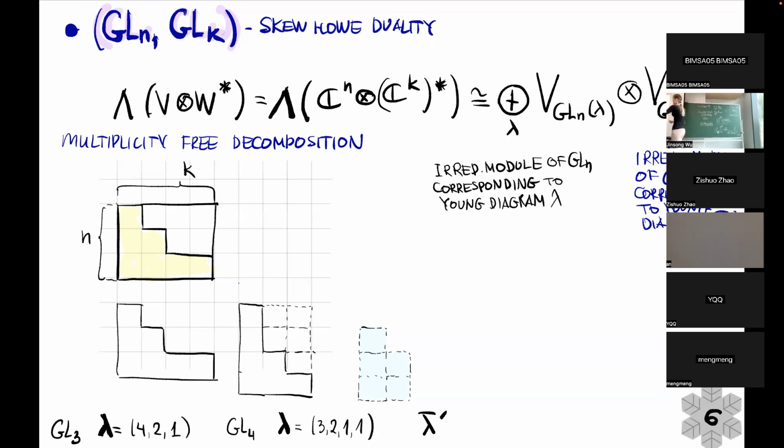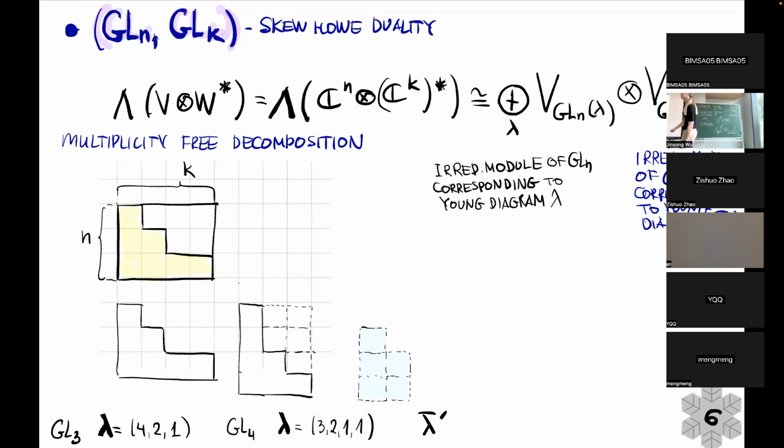So here, in the first place, it is an irreducible module of GL_n corresponding to Young diagram lambda, and here is the lambda bar prime. It's important to note that we sum up the diagrams that fit inside such a box, times k. And how does the lambda bar prime get to the lambda? It's like this: it's the conjugated transposed diagram.